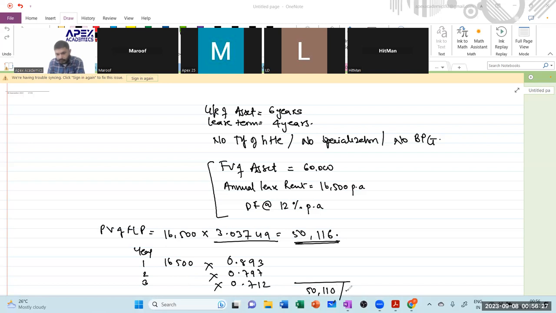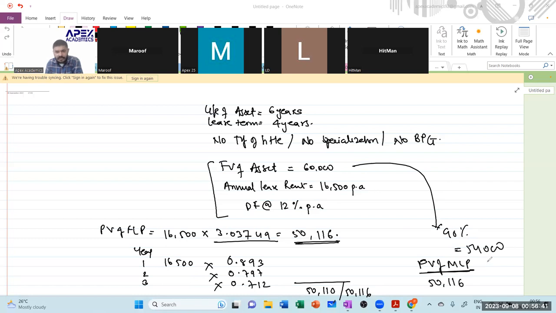712,636. What is 90% of this? It is 54,000. What is the present value of minimum lease payment? 50,116. Is it greater than or equal to 54,000? No. This is how much percentage? 67%. 66%. Yes. Operating lease.